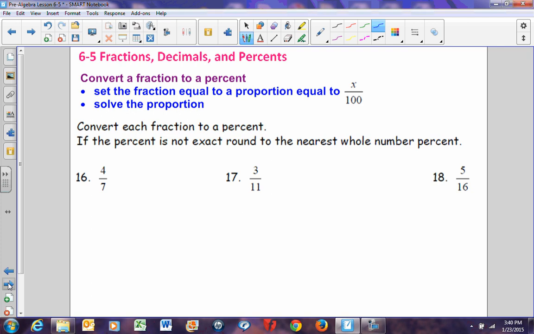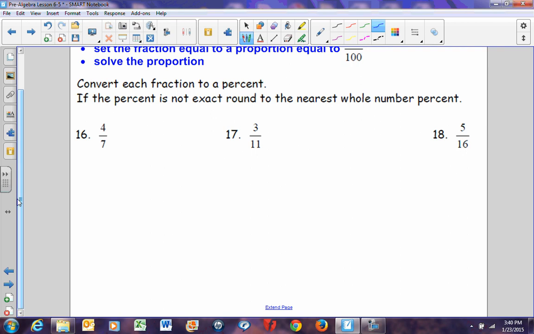So here we have problem number 16, where it says 4/7. So I'm going to set this up, 4 over 7 equals x over 100. Remember, back in 6-1, we solved proportions. Actually, that was 6-2. So if we cross multiply, remember to cross multiply to solve your proportions this way. So I have 7 times x equals 4 times 100. 4 times 100 is 400. Divide by 7.